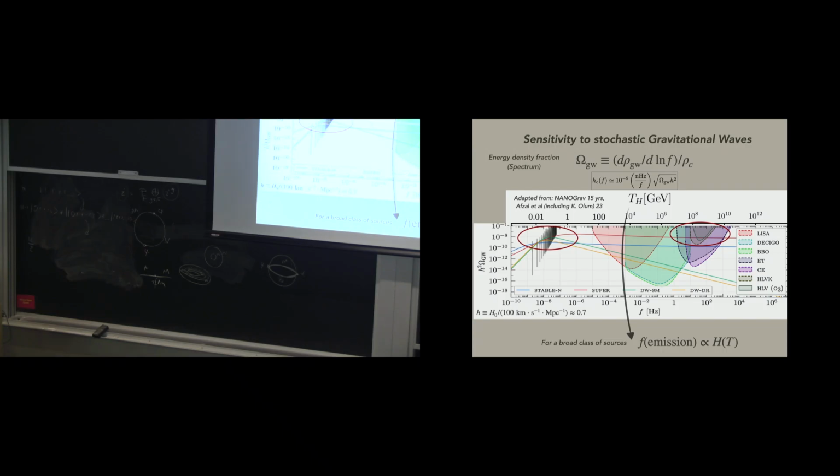So this plot from the NANOGrav collaboration shows the current and future sensitivities to gravitational wave backgrounds. In this plot, the strength of the gravitational wave signal is represented by the relic abundance, so omega gravitational waves is the energy density fraction, essentially how much of the energy density of the universe today is in gravitational waves. So of course you see these very tiny numbers, much below the abundance of radiation today.